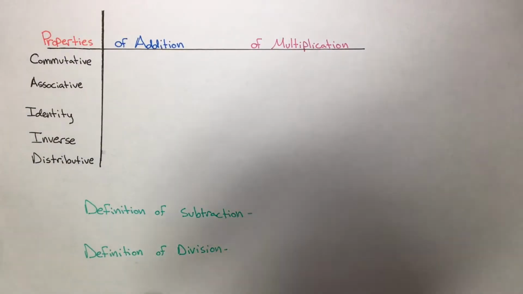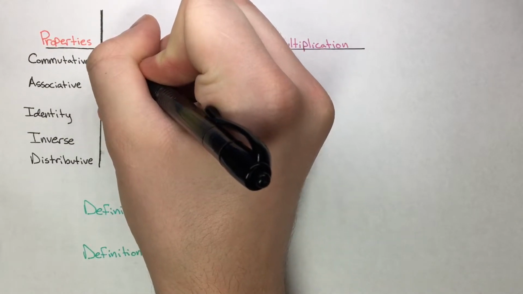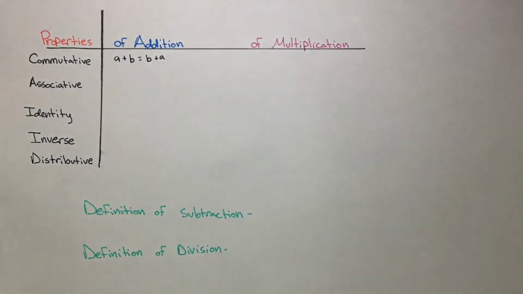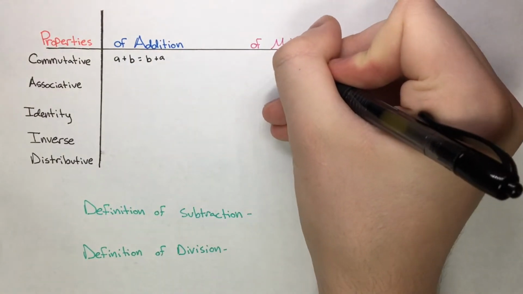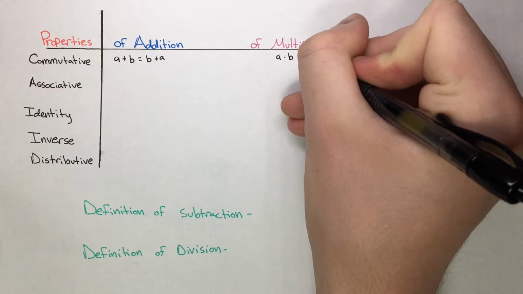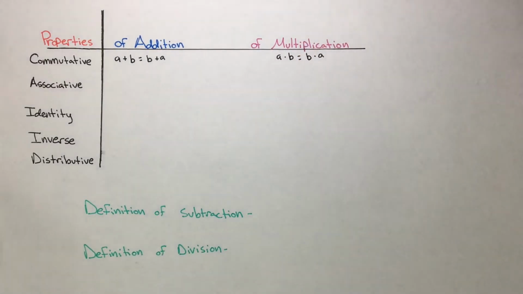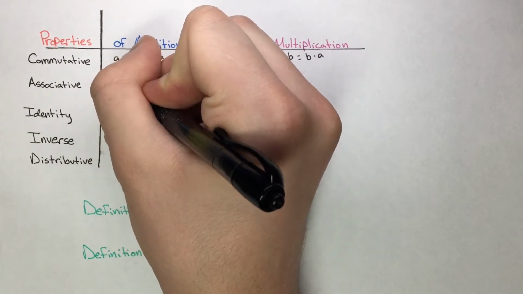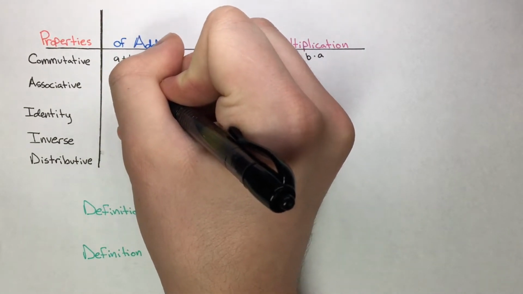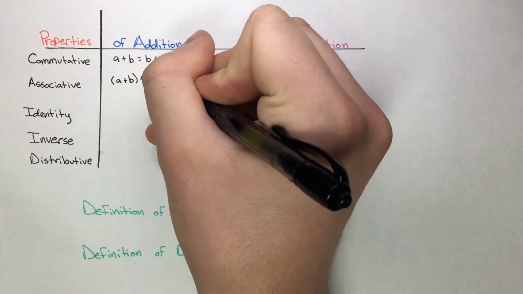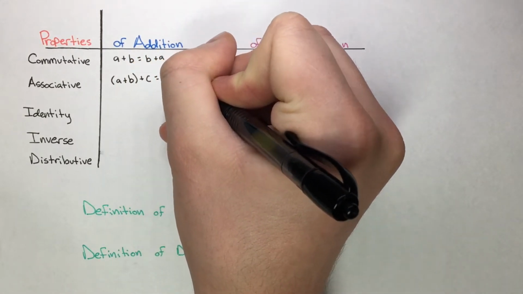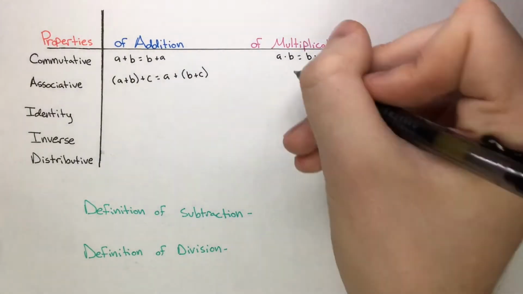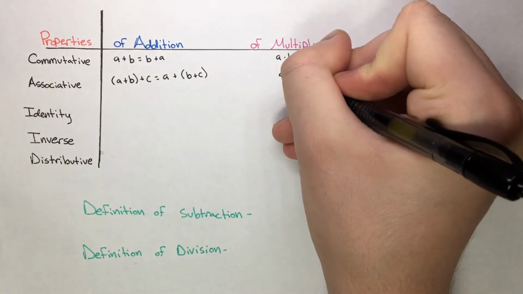Now let's take a look at some of the properties of real numbers. First, the commutative property of addition states that a plus b is equal to b plus a, so order does not matter. Likewise, the commutative property of multiplication states that a times b is equal to b times a. Next, we have the associative property of addition, which states that (a plus b) plus c is equal to a plus (b plus c), meaning that regrouping things does not change anything.